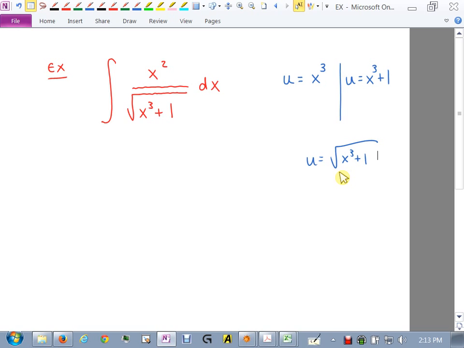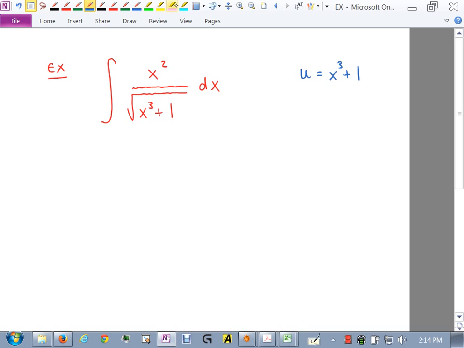It's like a balancing act here. You want to grab a u that's enough to make a difference, but not so much that it blows the problem up, if that makes sense. So what's the correct one to use? X cubed plus 1. How do you get good at that? Practice. X cubed plus 1. All right.